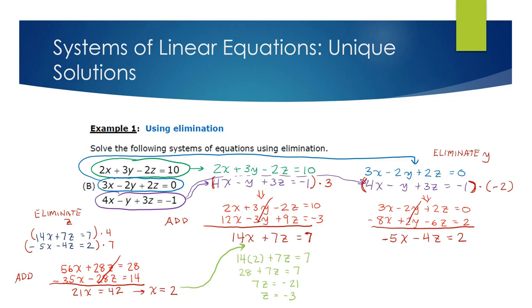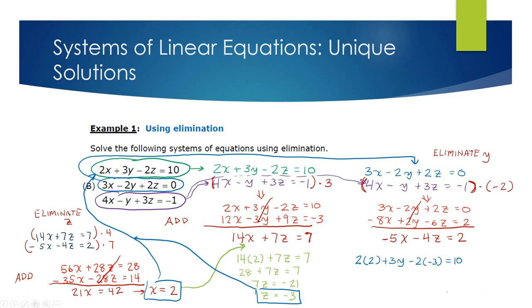I can now go back to one of the original three equations here and replace the x with 2 and the z with negative 3 and see what I get. So I chose to take these two and plug it into the very first equation. So the 2 replaces the x. The negative 3 replaces the z, so I have 2 times 2 plus 3y minus 2 times negative 3 equals 10, which is 4 plus 3y plus 6 equals 10, which means that 3y plus 10 equals 10. 3y would equal 0. Dividing both sides by 3 would give me y equals 0.